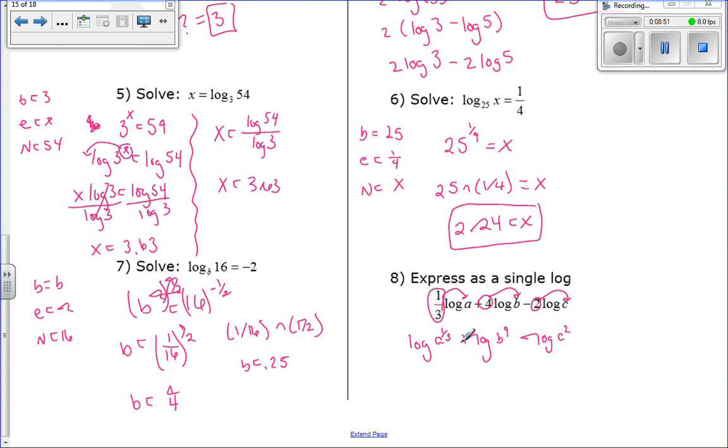All my additions go in the numerator, all my subtractions go in the denominator. So this is log of a to the 1/3, b to the 4th, over c to the 2nd, and 1/3 is just a cube root. So cube root a, b to the 4th, over c squared. Okay, that is it for page 1.